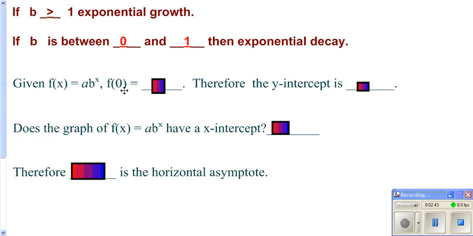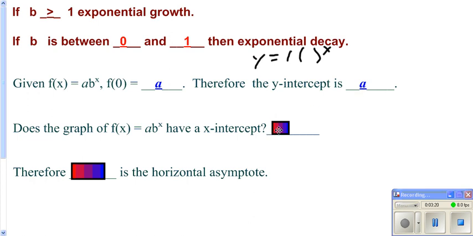In each case here, when we were looking at our problem before, our y-intercept was 1. But that's because they're all in the form of y equaling a 1 times something to the x power. When you go ahead and plug in 0 here, you get b to the 0, which is 1. 1 times a is a. So when you plug in 0, you get a. So your y-intercept is a.